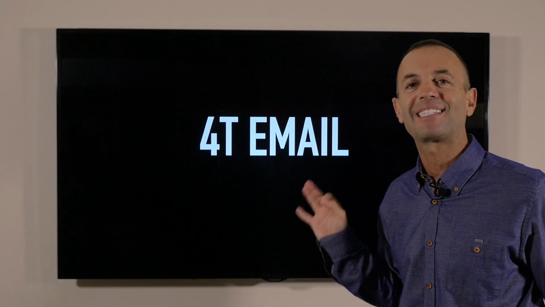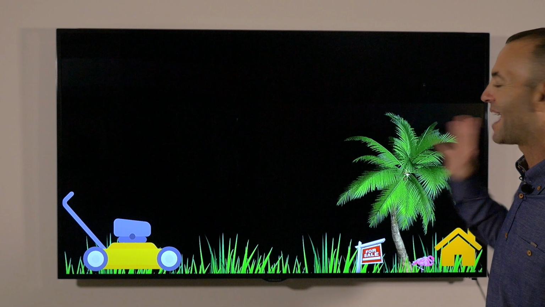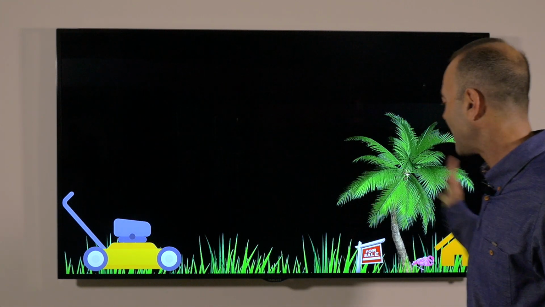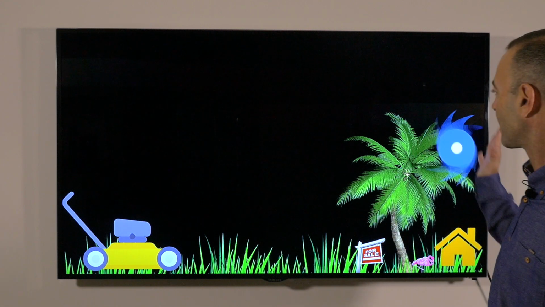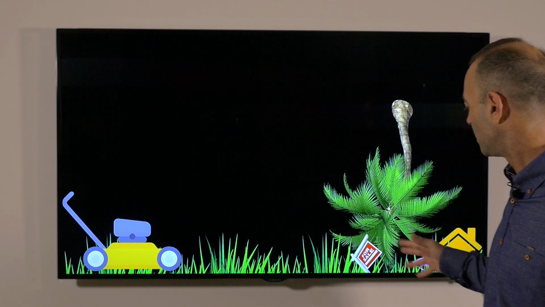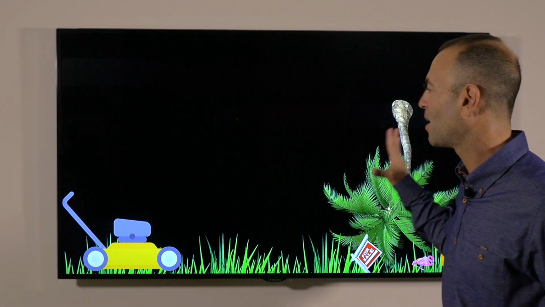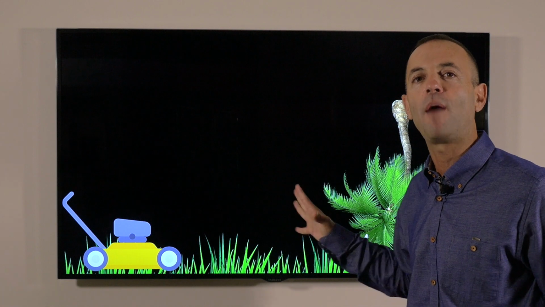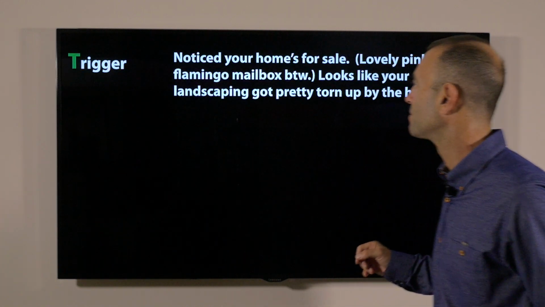So let's take a look at the first sentence, the first T. Imagine for a second that you own a landscape company, and one of your clients is trying to sell their home, but something terrible happens. A hurricane comes and turns the palm tree upside down, ruins their landscaping, but that cute little pink flamingo mailbox, that's okay. This is something you've observed that you might be able to help with. We call it a trigger event.